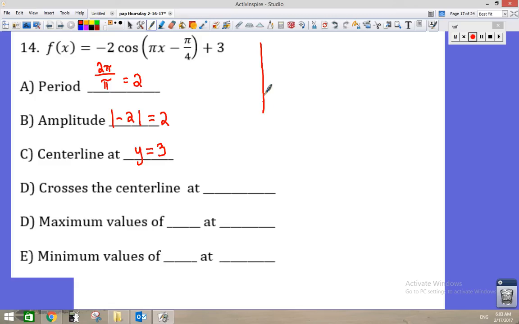Your basic cosine graph is between 1 and negative 1 and has this general shape. It starts at 0, 1. These points are equally spaced apart.